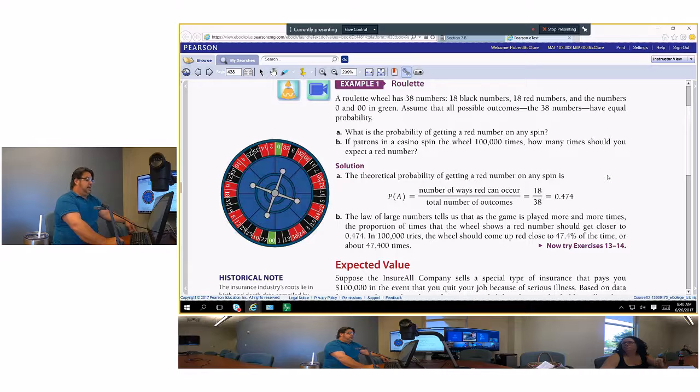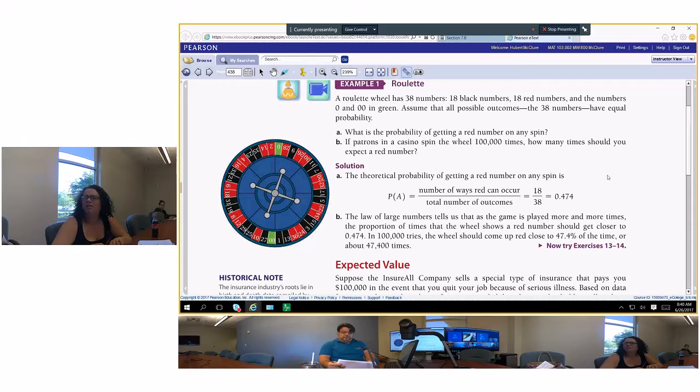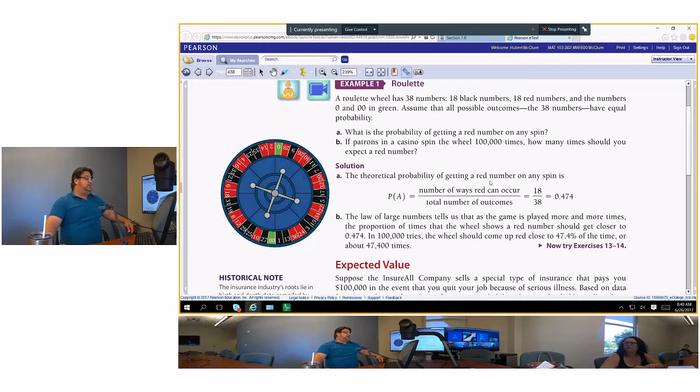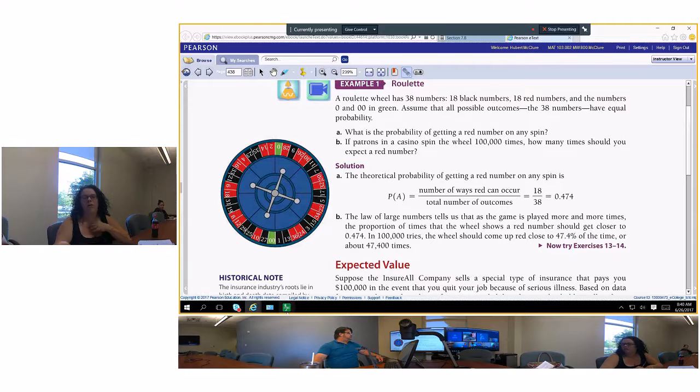Well, that would be 18 out of 40. Okay. Then 22 out of 40 would be the failure. If patrons in the casino, let's write that down. Why is it 40? Because there's two. How many slots are there? 38. 18 and 18 is 36 plus the 0, 00, right? Okay, I thought it was 38 plus 2, so it'd be 38. You had to figure that out, though.